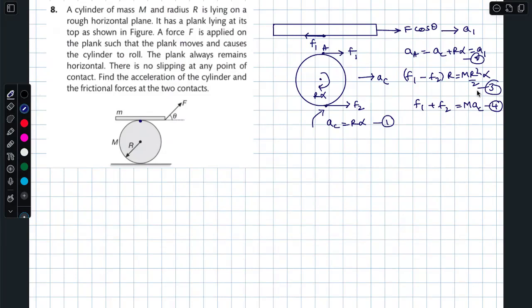And Planck mass, how much was given? Mass small m. F cos theta minus F1 is MA1, equation 5. So what are unknowns in this? F1 unknown, F2 unknown, alpha unknown, AC unknown, A1 unknown. Totally how many terms you have? 5 terms. How many equations you got? 5 equations.